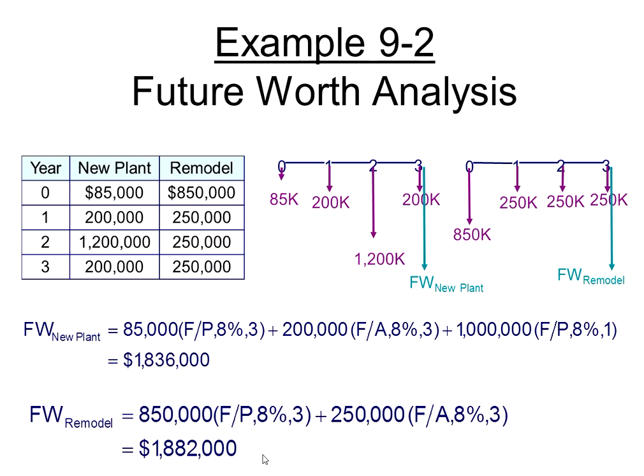We want to minimize the costs. Therefore, we want to minimize the future value of these costs. And the smallest is this, right? The new plant has the smallest future worth because we have 36,000 here versus 82,000 here. So we're gonna choose the new plant.